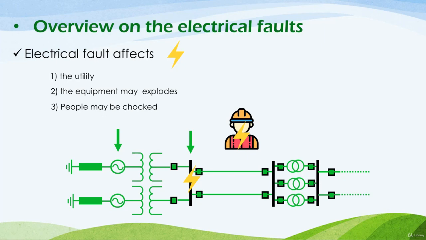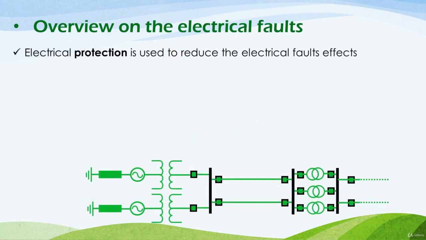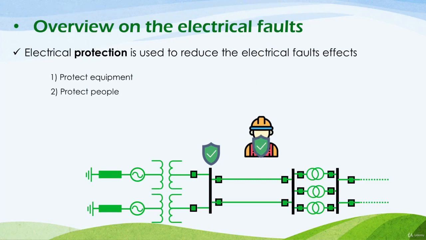For that we come up with the concept of the electrical protection. The protection in the electrical system is a system that is used to reduce the fault cases as much as possible. We use some protection devices to protect the electrical equipment from damage, and the electrical protection system is also used to protect people from the harmful results of the fault condition. The third role of the electrical protection is to ensure the electrical power continuity.